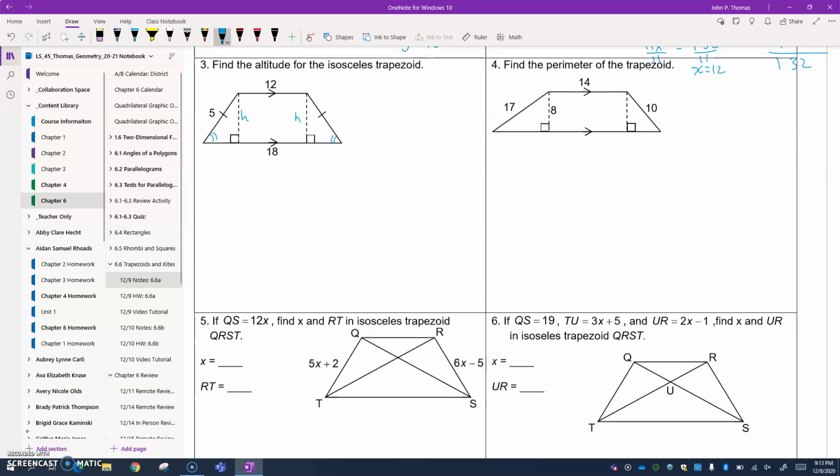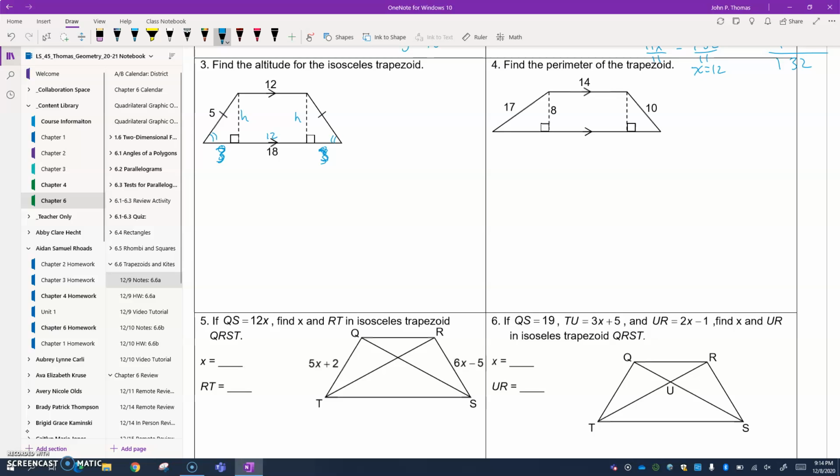So we know this length and this length have to be the same. The top is 12, the bottom's 18. We know the interior piece here is 12, that leaves me 6. So I get a 3 over here on each side. So a 3 on each side.